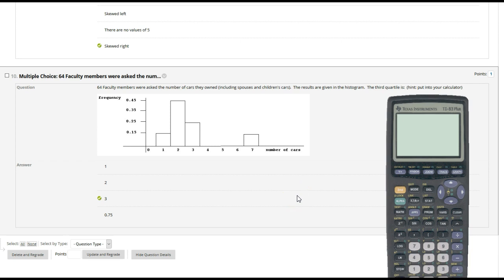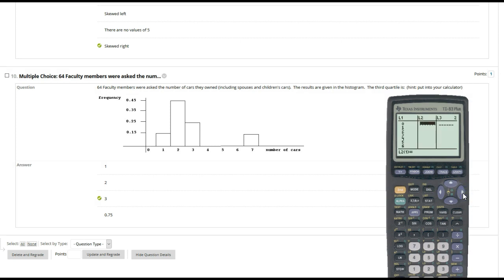And finally, let's look at the last problem. So we are again looking at the 64 faculty members and the number of cars they have. It wants to know what the third quartile is, and it says hint, put in your calculator. So I'm going to show you what we're going to do. I already cleared my lists, so I'm going to go to Stat and Edit, and I am going to put this in this way. So number of cars would be L1: 0, 1, 2, 3, 4, 5, 6, 7 cars. So those are our options.